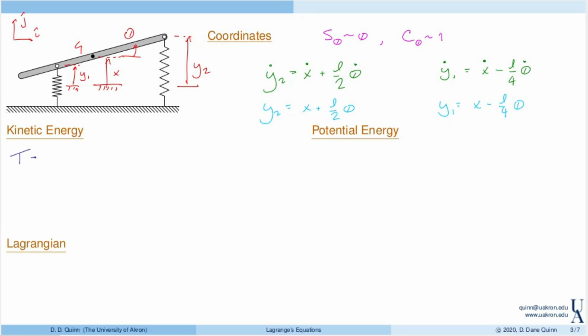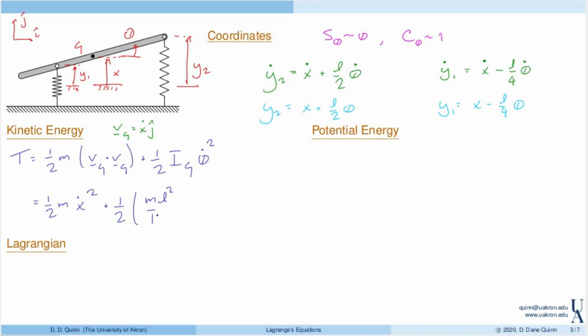So the kinetic energy we'll write as 1/2 mass times the speed of the mass center, so that's Vg dot Vg, plus 1/2 times the moment of inertia of the bar about the mass center, times theta dot squared. So here, the velocity of the mass center is x dot in the j direction. So this term, due to the translation of the bar, is x dot squared, and then the moment of inertia of the bar about the mass center is ml squared over 12 times theta dot squared.